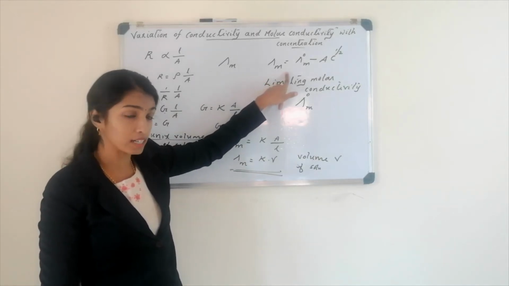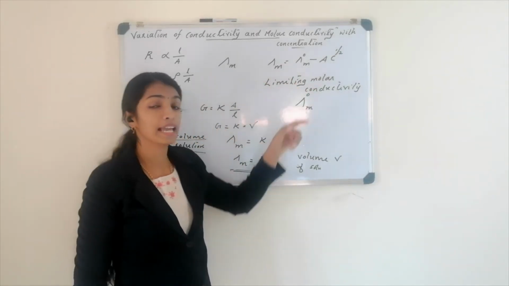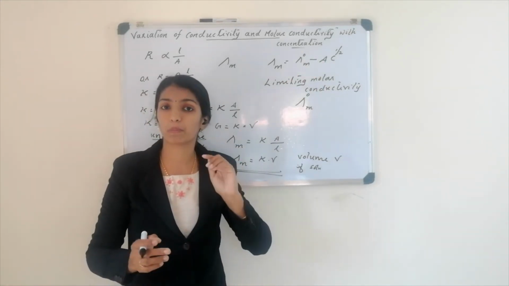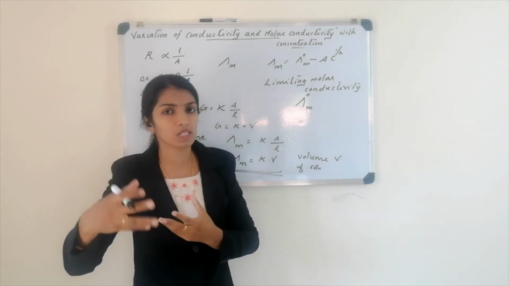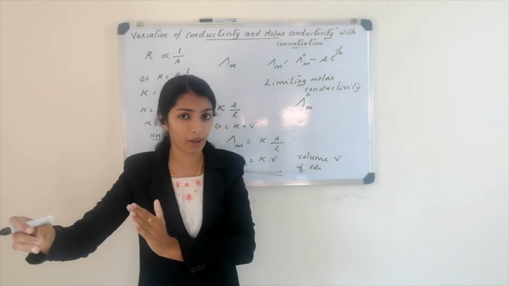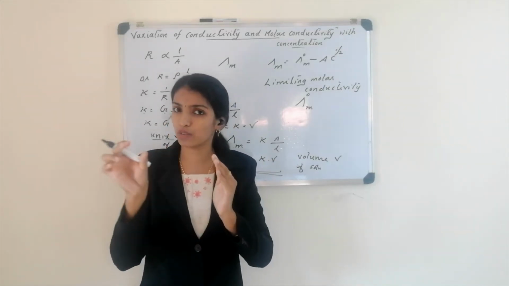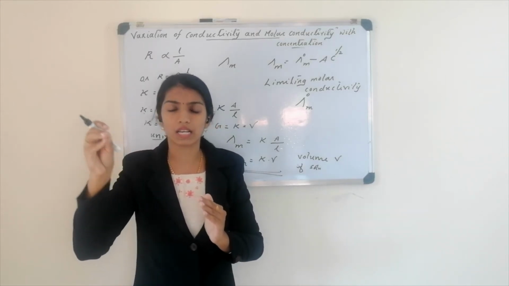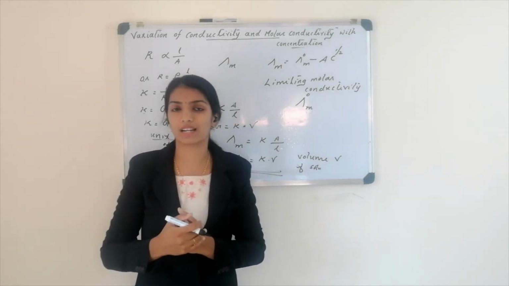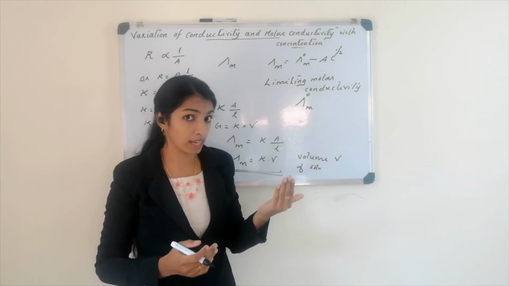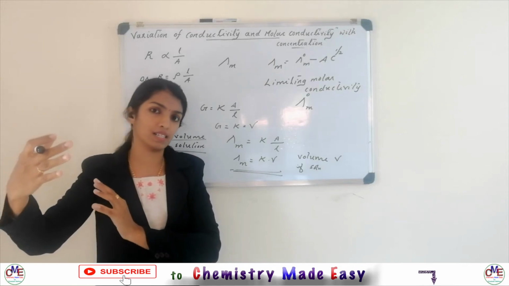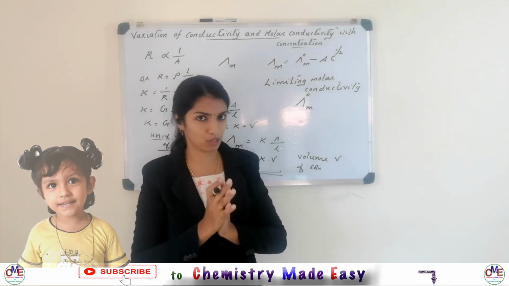Here lambda m is the molar conductivity, lambda 0 m is the limiting molar conductivity, a is a constant, and c is the concentration. The value of this constant a depends upon the nature of the electrolyte. We can use different types of electrolyte. If we consider sodium chloride as the electrolyte, it produces Na plus ion and Cl minus ion. The sodium ion is of unit charge and the chloride ion is of unit charge. So this is an example of a 1-1 electrolyte. If an electrolyte dissociates to form ions of unit charges, then that type of electrolyte is a 1-1 electrolyte.